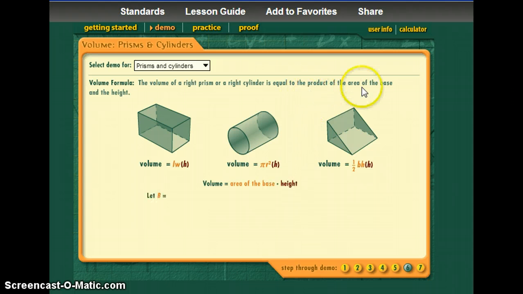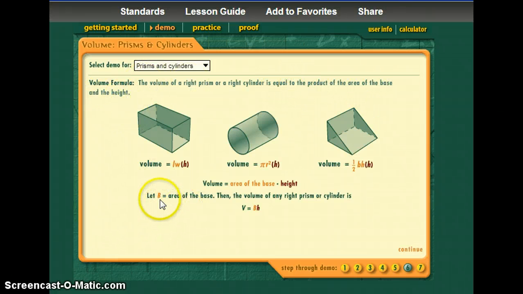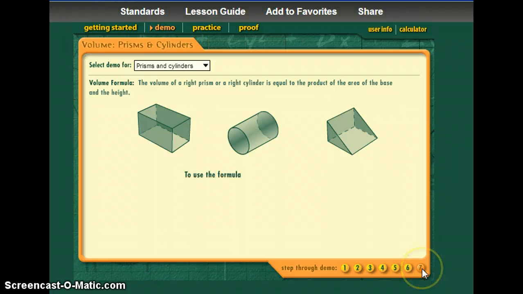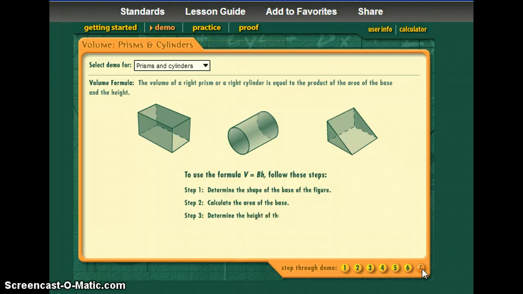There they say the volume of a right prism or right cylinder is equal to the product of the area of the base and the height. So let big B, as we call it now instead of little b for base, represent the area of the base, and that area can change depending upon what it is, a rectangle, a circle, or a triangle in these three cases. But it could be another figure as well, an octagon, whatever. So there's the procedure: determine the shape of the base, calculate the area of the base, determine the height, and then multiply the area of that base times the height.